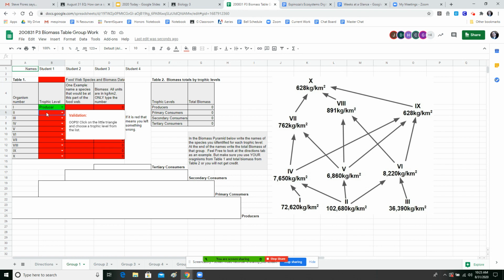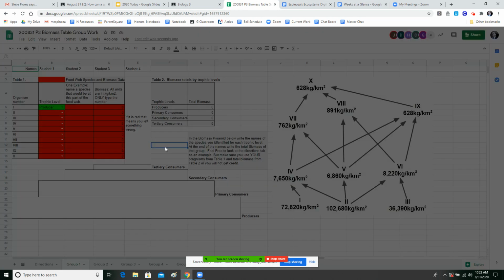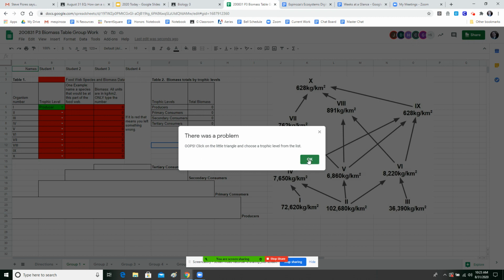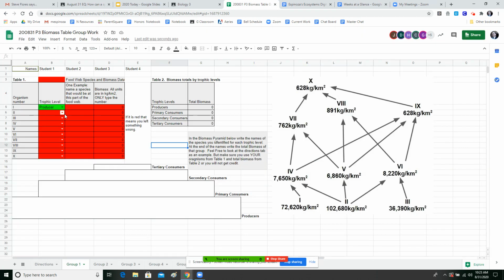If you come in here and try to type something, that's not the right thing. It's going to tell you, oops, click on the little triangle. You must hit the drop-down menu and pick the right answer. If you pick the right answer, it will turn green. If not, it will stay red. I don't want to do group 1's work. So first, you guys are going to identify each of the species by looking at them here and say, are they a producer, primary consumer, secondary consumer, or tertiary consumer? You're going to label them.